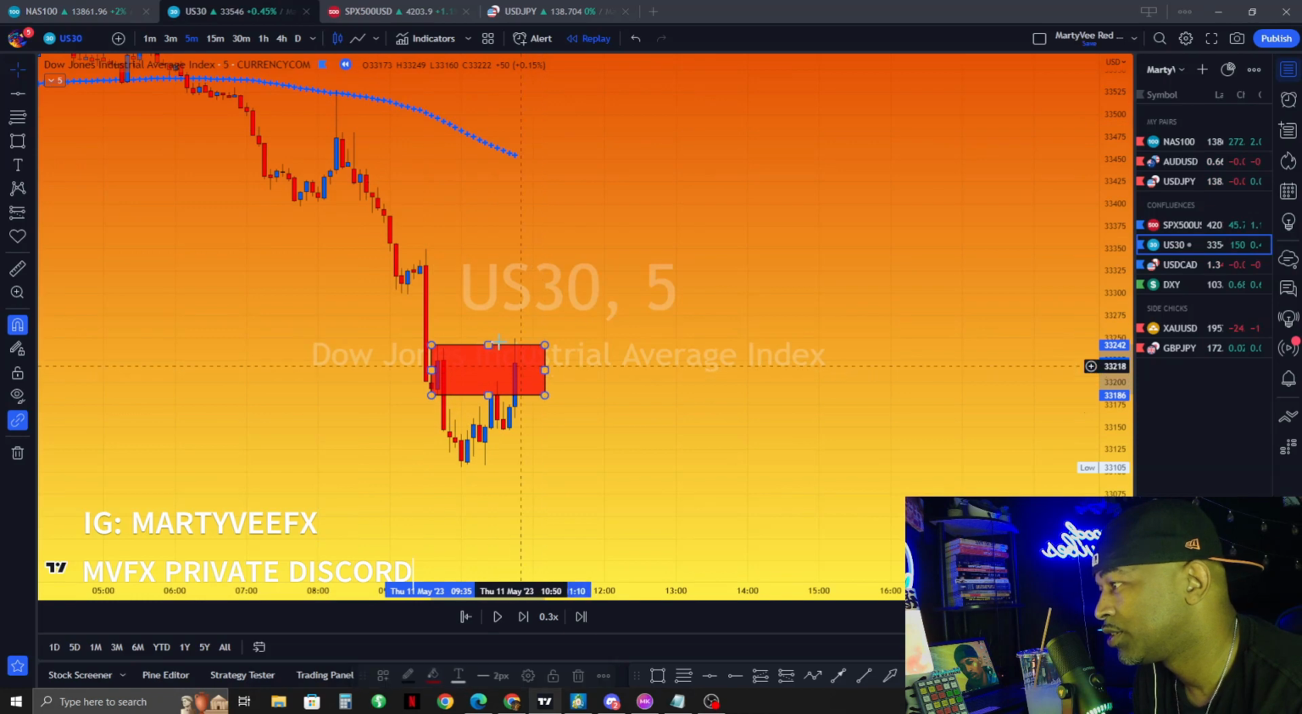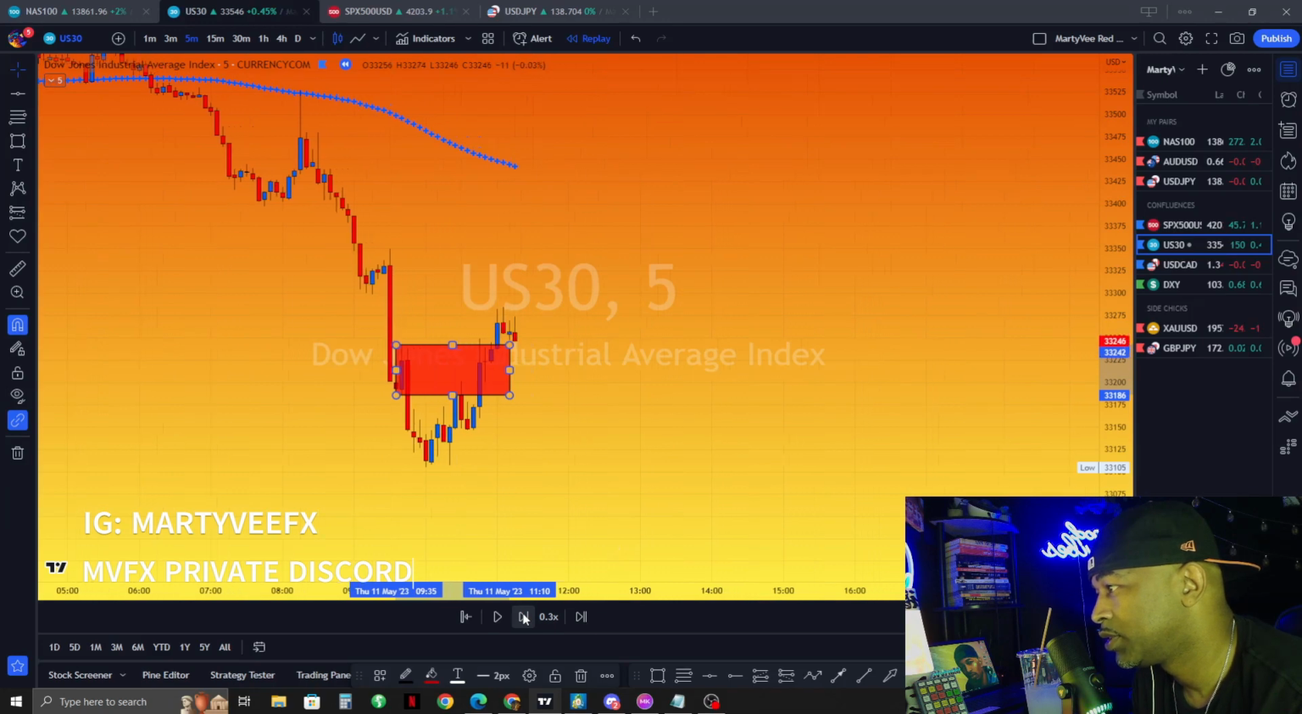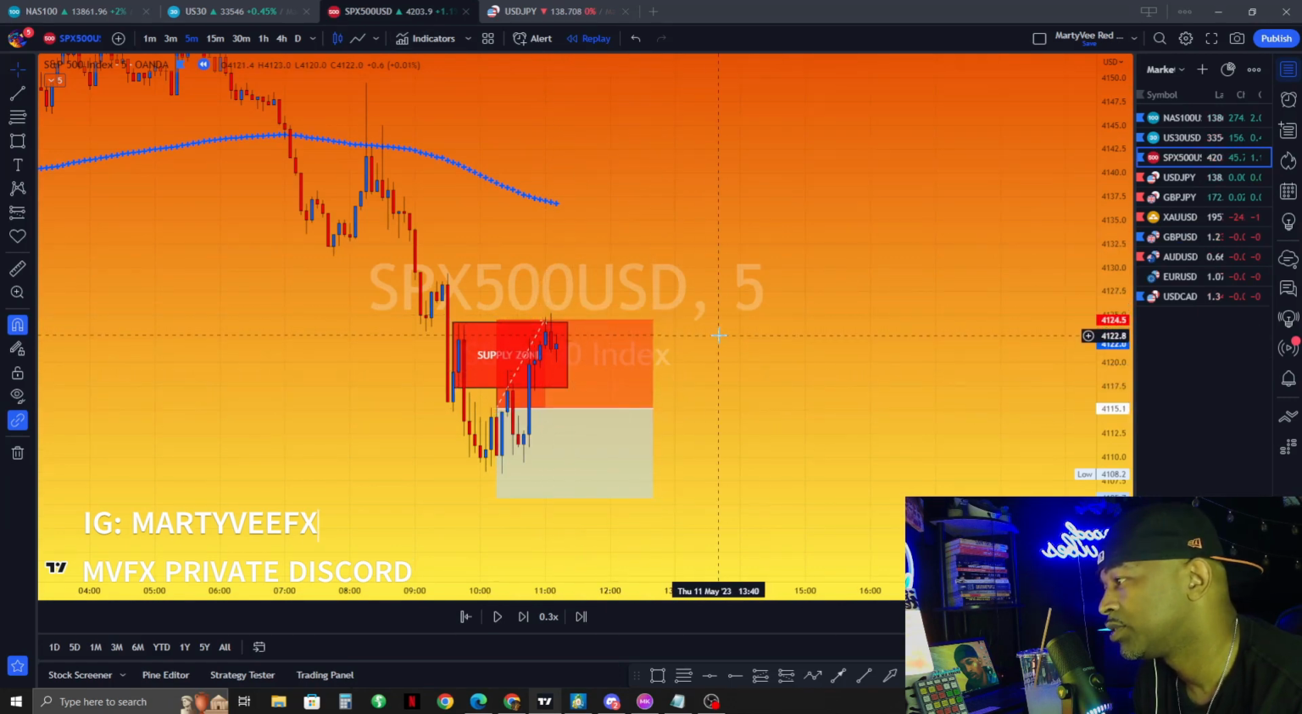US30, it wicked up, which it probably would play out. This is a C just in case. Nope, it didn't. It broke through. This is invalid. Same thing with SPX. Same thing. But you get what I'm saying, guys?